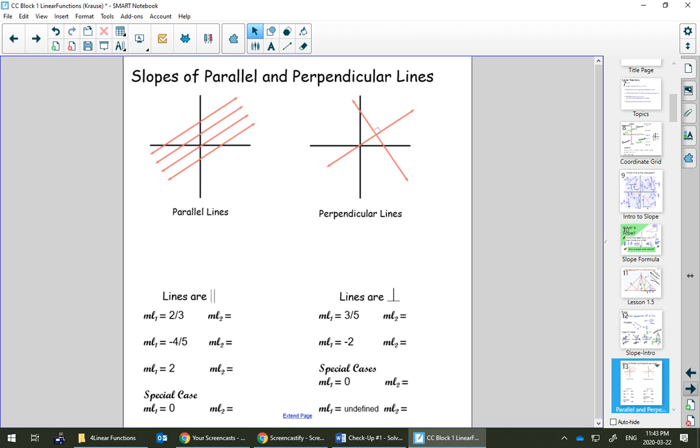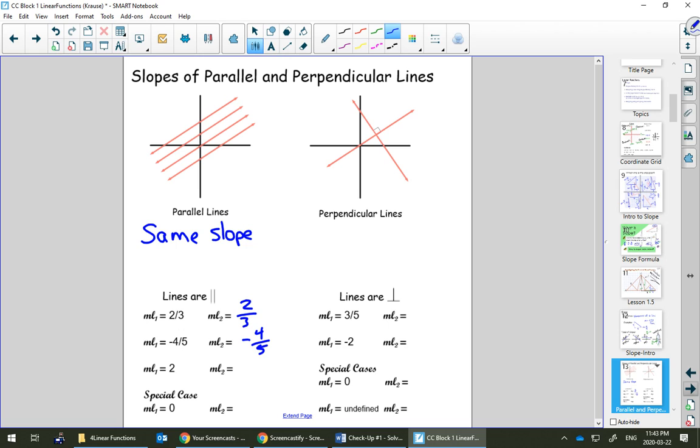All right, so some other types of lines, we have parallel lines and perpendicular lines. When we look at parallel lines, you've talked about those before in junior high, parallel lines have the same slope. So all parallel lines will have the same slope. So if I have a slope of 2/3, my parallel slope will be 2/3. If I have a slope of -4/5, my parallel line will be -4/5. If I have a slope of 2, my parallel line will have a slope of 2. If I have a slope of 0, my parallel line will have a slope of 0.